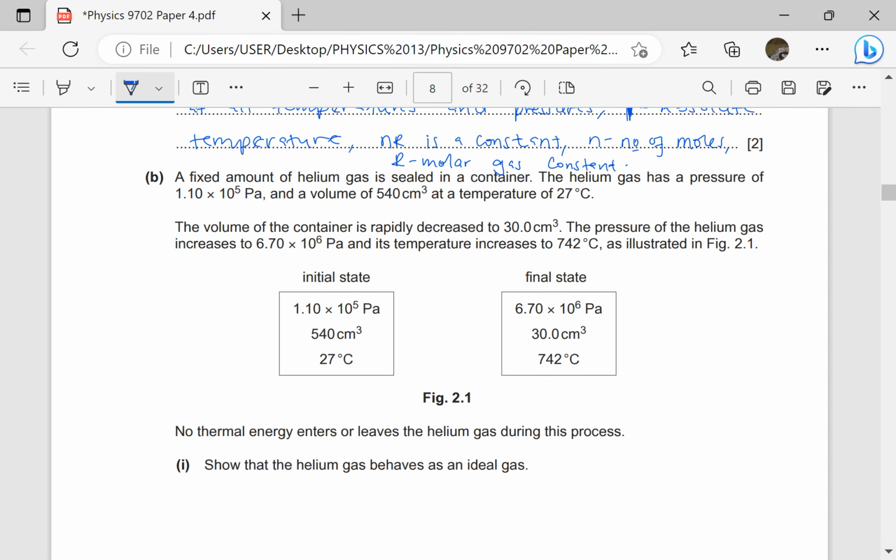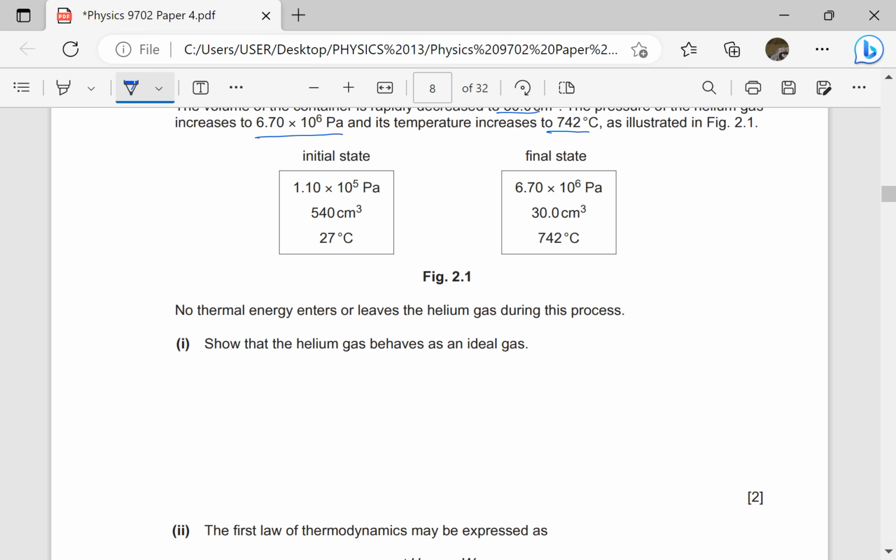A fixed amount of helium gas is sealed in a container. The helium gas has a pressure of 1.1 times 10 power 5 pascals and volume 540 at a temperature of 27. The volume of the container is rapidly decreased to 30. The pressure of the helium gas increases to 6.7 times 10 power 6, and its temperature increases to 742 degrees Celsius. No thermal energy enters or leaves the helium gas during this process.